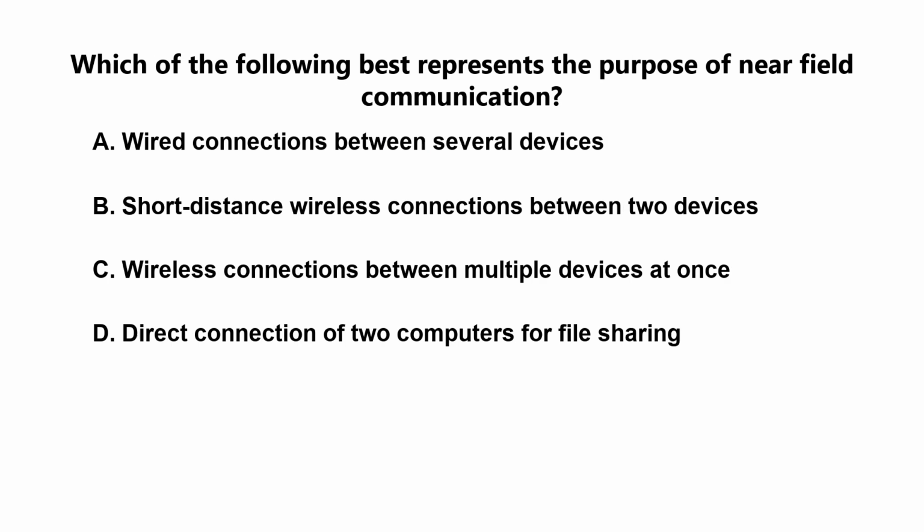Question 74. Which of the following best represents the purpose of near-field communication? Option A, wired connections between several devices. Option B, short-distance wireless connections between two devices. Option C, wireless connections between multiple devices at once. Option D, direct connection of two computers for file sharing. The correct answer is option B, short-distance wireless connections between two devices.